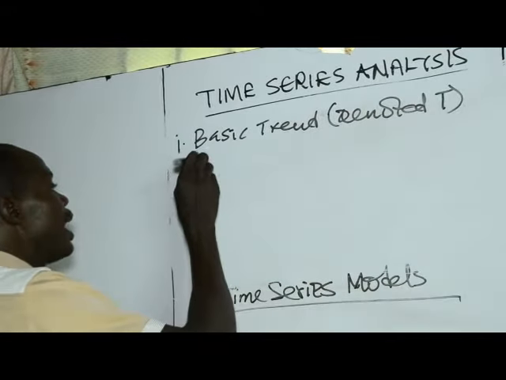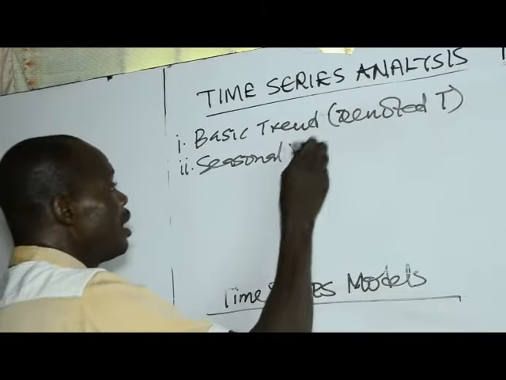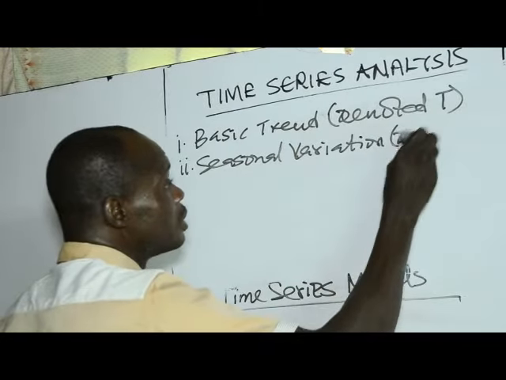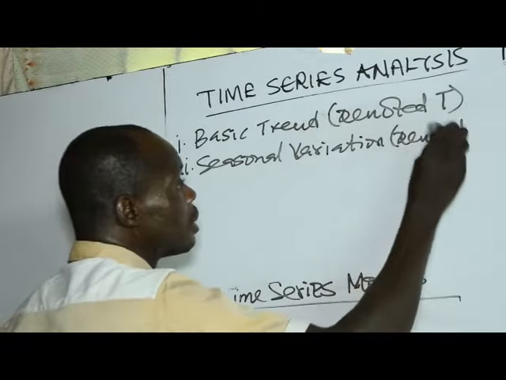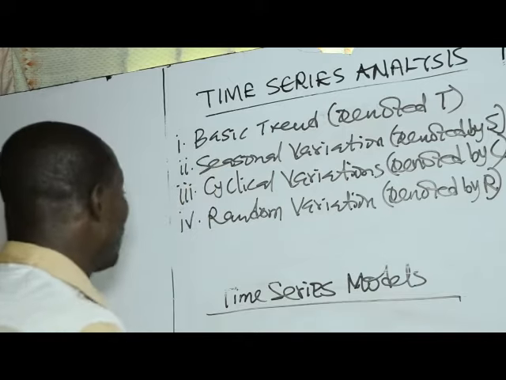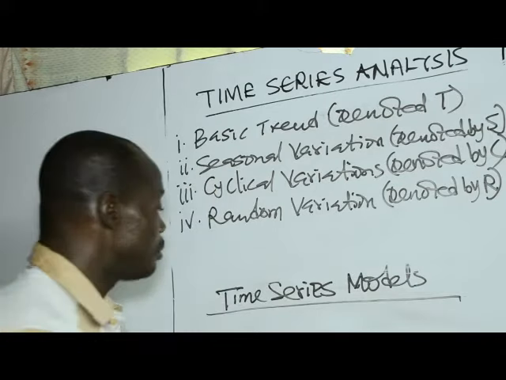Then number 2, we've equally examined the seasonal variation, which was also denoted by letter S. Then number 3, we have examined the cyclical variations, which was also represented by letter C. Then we also examined the random variation, which was denoted by the letter R. These 4 components of time series can be used to formulate a model for time series analysis.